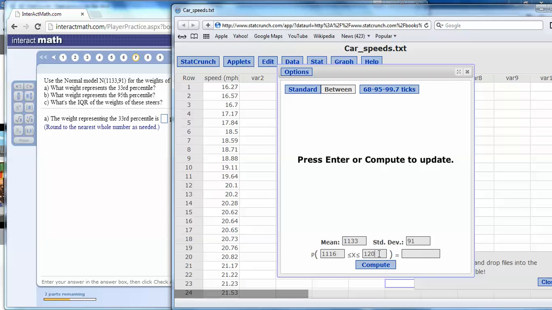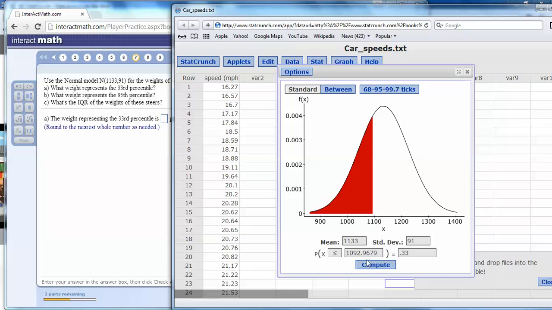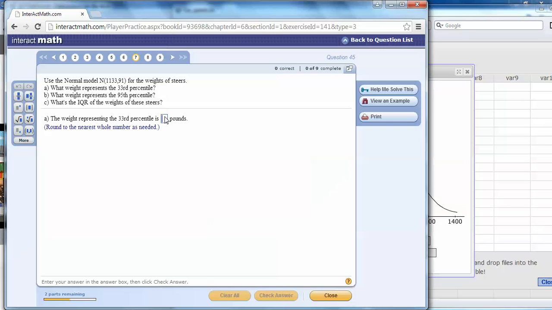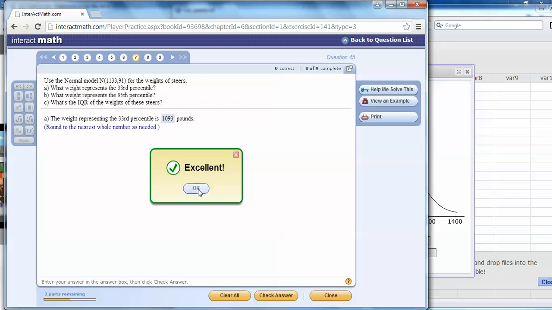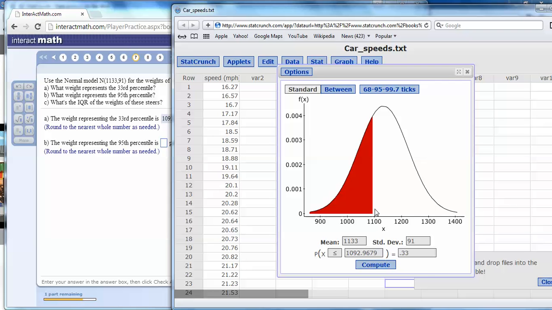I need to take these numbers out too. Put in the 0.33 here. Oh, I need to be on the standard one. 0.33, compute. Alright, so 1092, and we're getting the whole number, so 1093. So the 33rd percentile is 1,093 pounds, and that tells me, again, let's go look at the picture here, that 33% of the cows weigh less than that, and 67% weigh more.